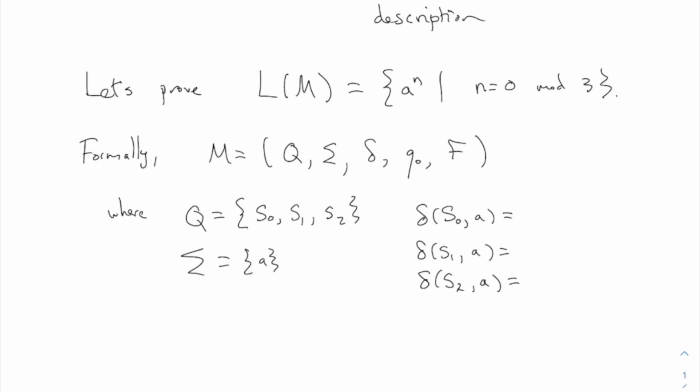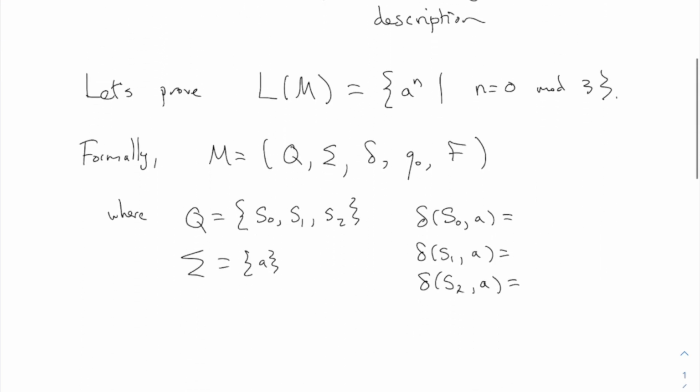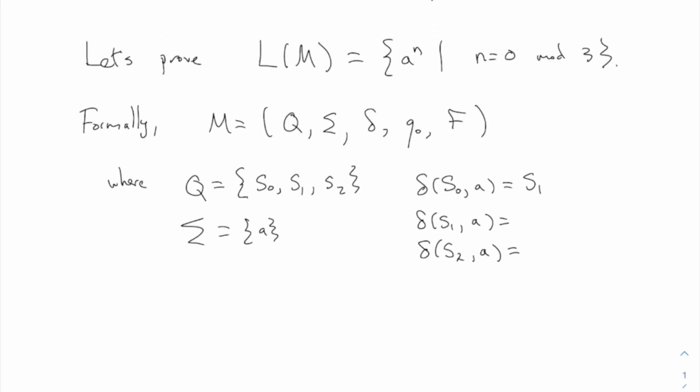That means, where does the arrow go from state S0? The arrow labeled with the A. You look at the picture. It goes to S1. So this is S1. Delta of S1 and A means, where does the arrow go starting from S1? It goes to S2. And then delta of S2 and A goes to S0 again. All right?